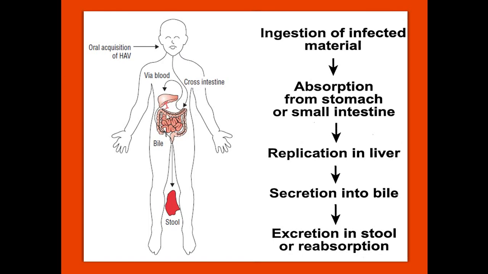After replication in the liver, there will be a period of brief viremia, and the virus is excreted in the bile, again goes through the intestine to be excreted in the stool or reabsorbed. So the cellular immune response of the body to the presence of the virus in the liver cell will determine the clinical manifestation of the disease and its control.